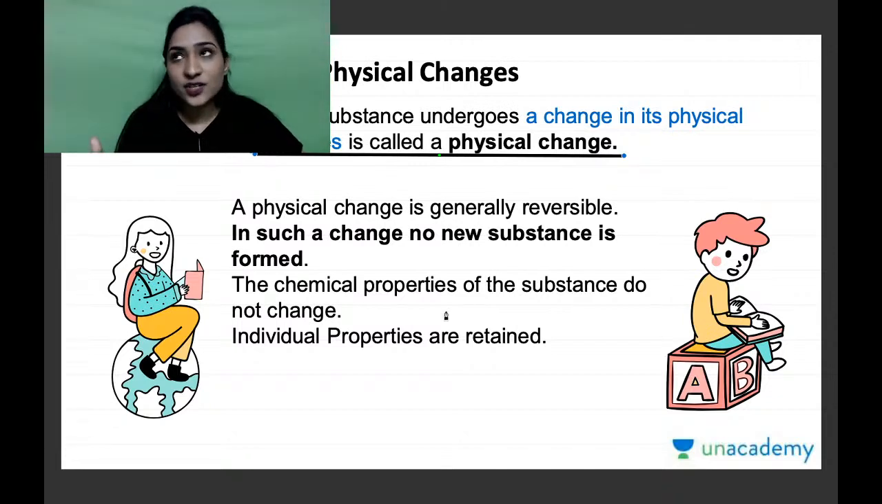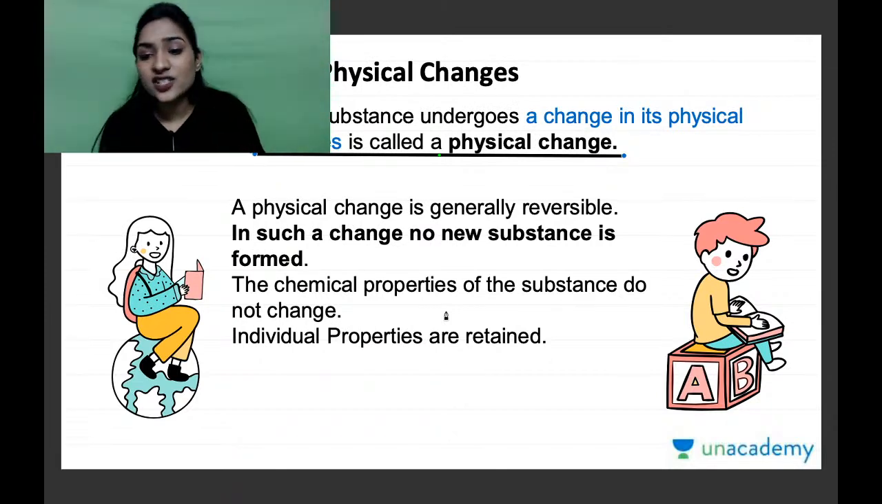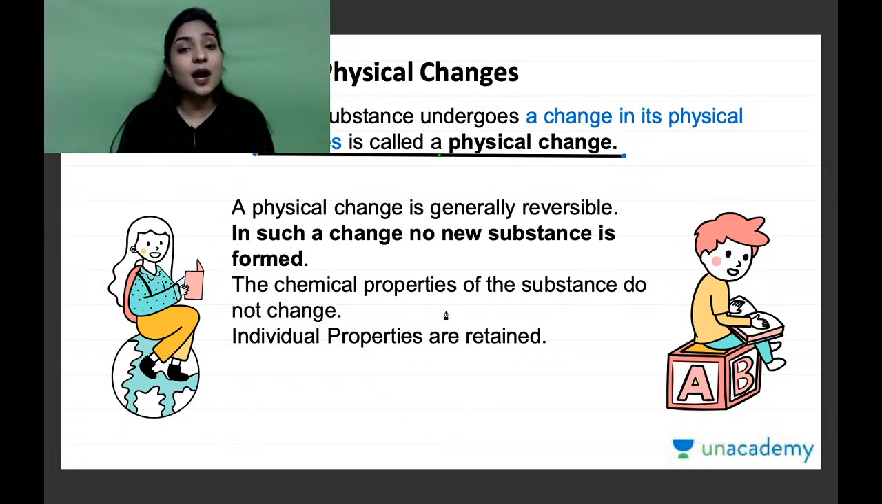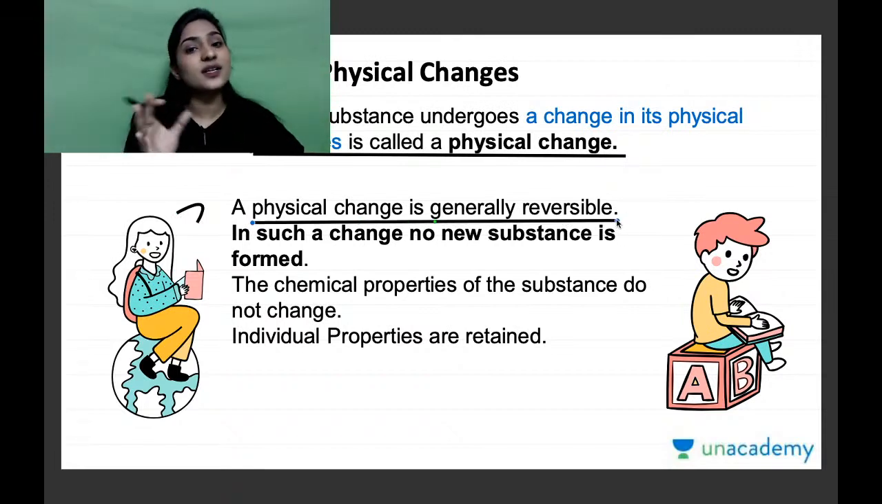So can you tell me what are the 4 physical properties? Shape, size, color and state. These are the 4 physical properties. तो इन चारों में अगर कुछ भी change आएगा तो we will term it as physical change. तो physical changes के कुछ कुछ features है जिससे हम पहचान पाएंगे कि ये physical change है. Let's see what. So the first one is a physical change is generally reversible. Generally आप उसको reverse कर सकते हो, ठीक है?